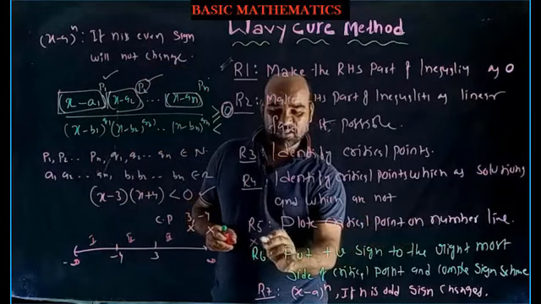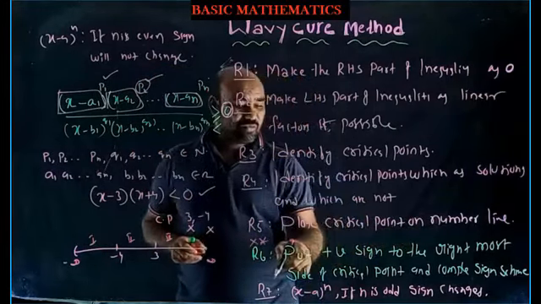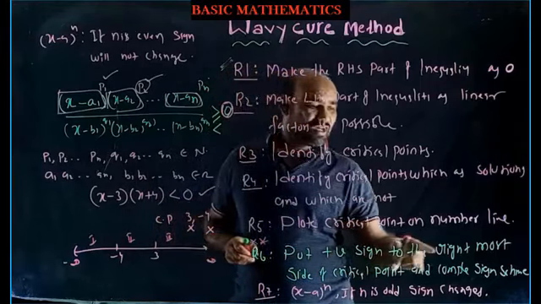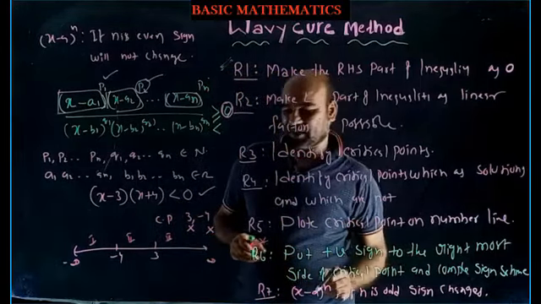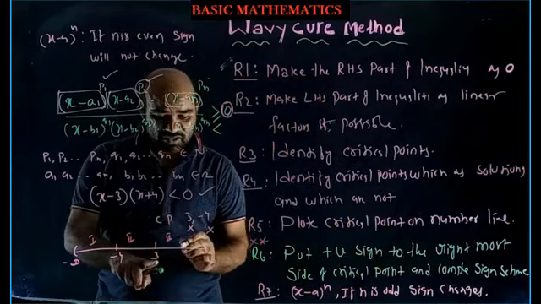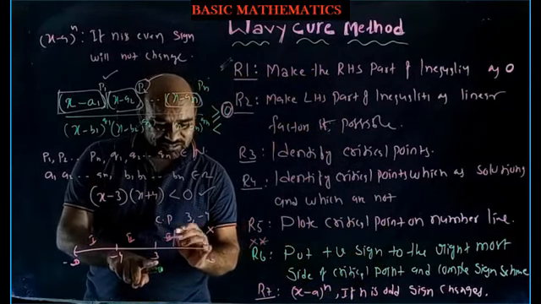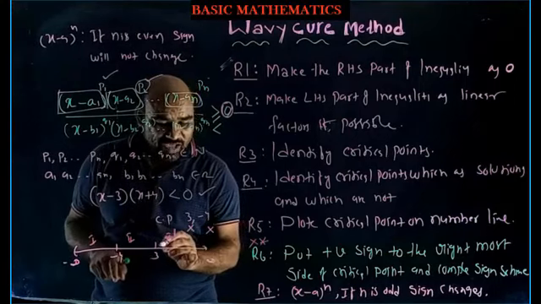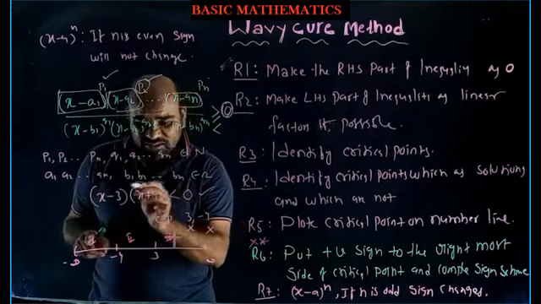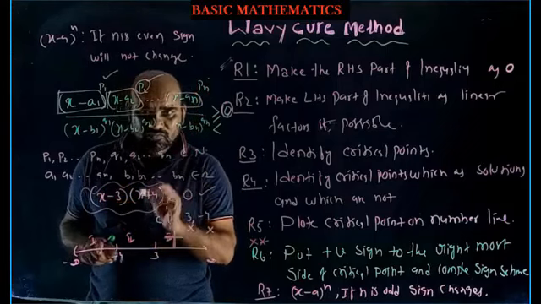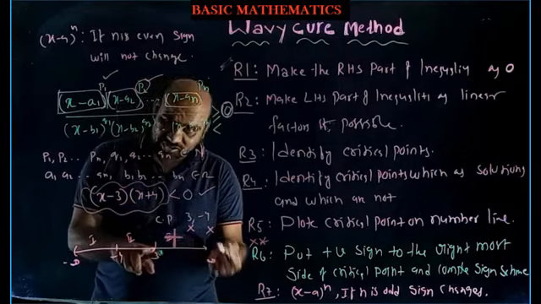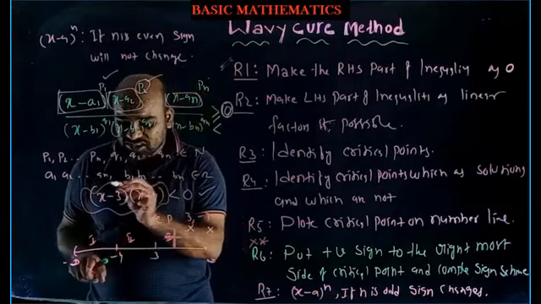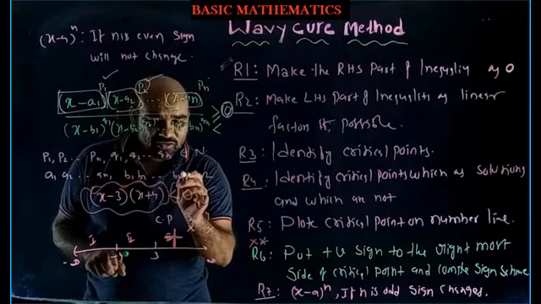Next is an important step. Put a positive sign to the rightmost side of the critical points, the rightmost side of the critical point 3. Write plus here. What is the meaning of this? Take any value of x greater than 3, and this expression is positive. Don't bother about the symbol.